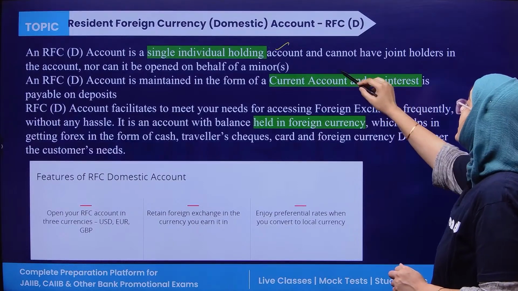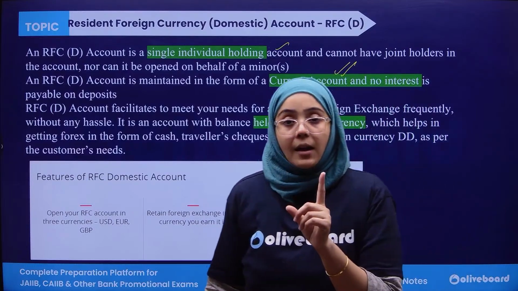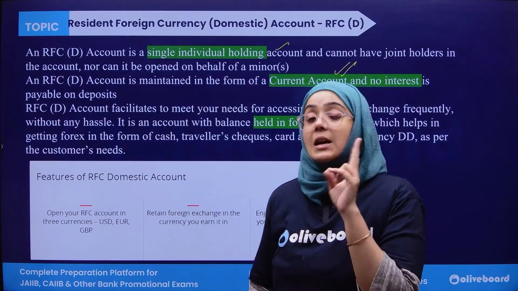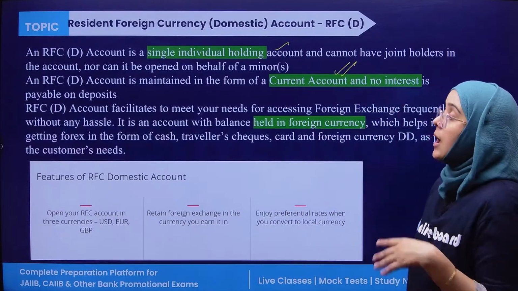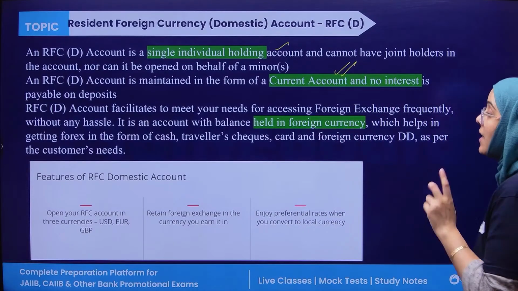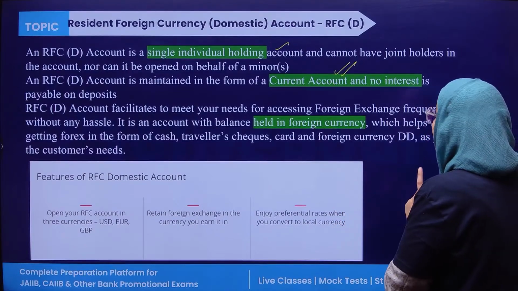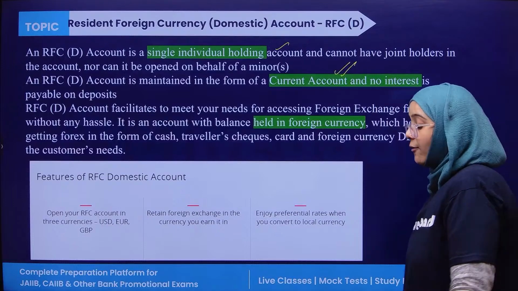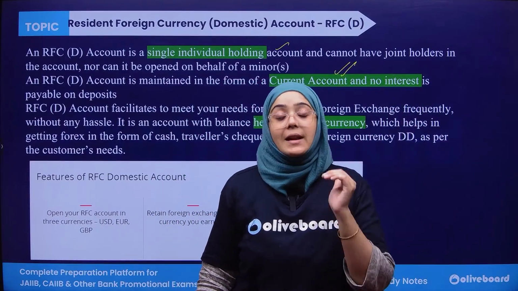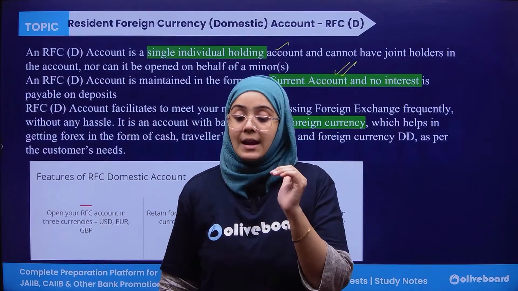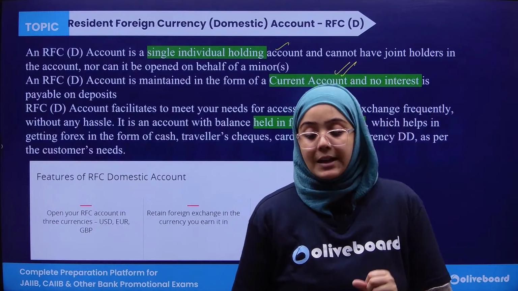This account is maintained in the form of a current account. First of all, the RFCD account is not a term deposit account. It is not a savings account. It is only in the form of a current account, which attracts no interest. The RFCD account helps meet your needs for accessing foreign exchange frequently. So if you have earned in foreign exchange and you want to deal in that foreign exchange regularly without any restriction or hassle, this is the account, the RFCD account.